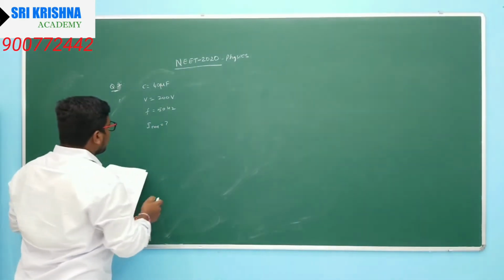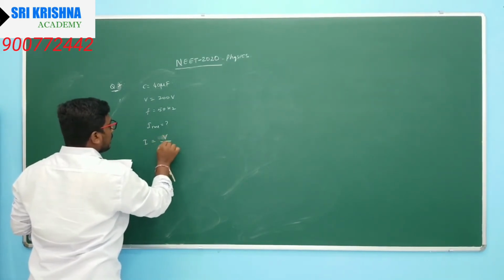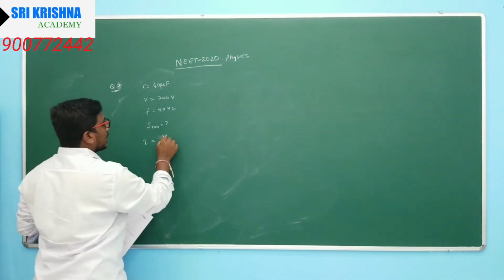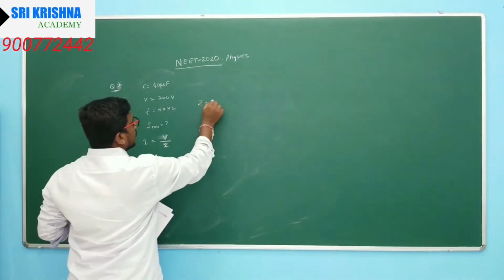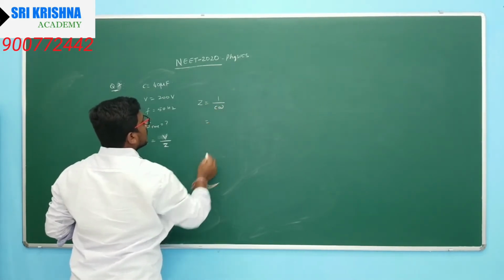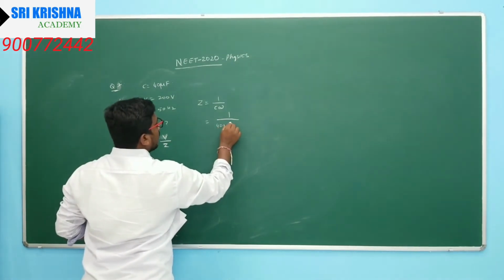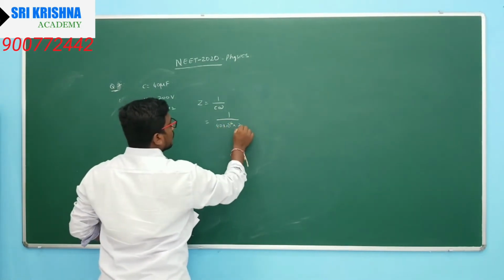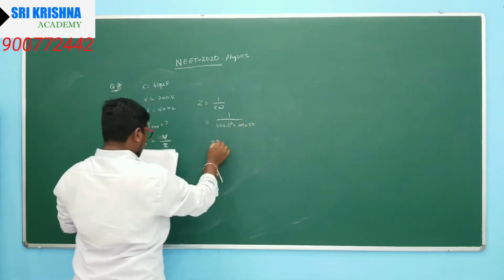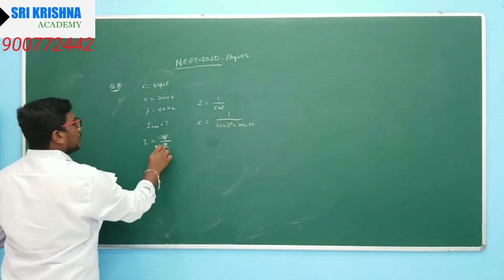So first calculate, I is nothing but potential divided by impedance, right? So we will calculate the impedance Z value, that is nothing but 1 by C omega. What is C omega? C is 40 into 10 to the power of minus 6, omega is 2 pi into frequency, frequency is 50 hertz. So this will give you Z value. So substitute this Z value here.